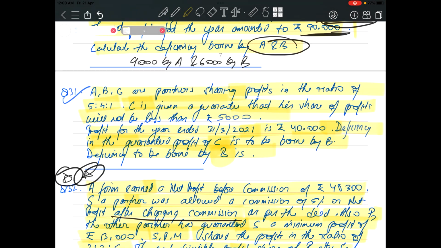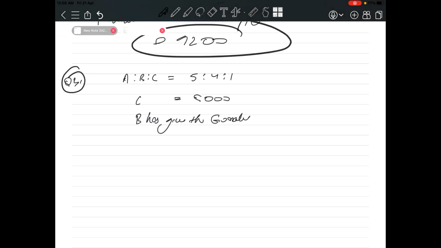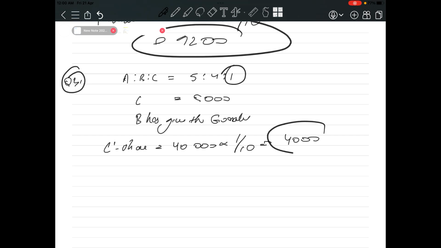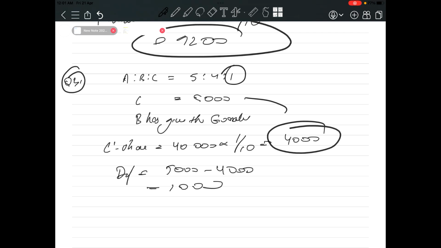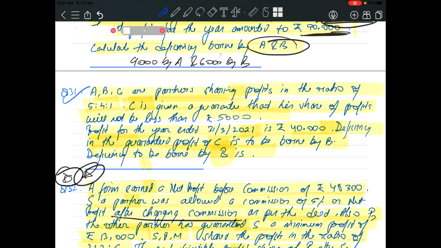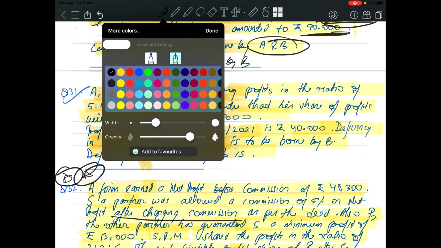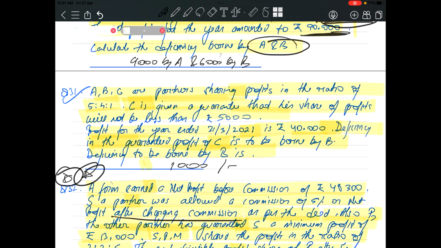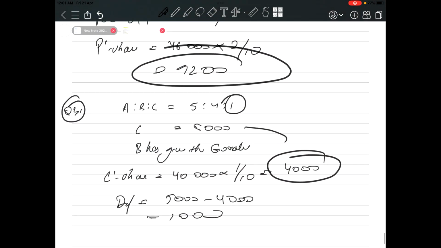Now, simple question. The profit is 40,000. Let's calculate C's share first. C's share is equal to 40,000 into 1 by 10. So what is C's share of profit? 4,000, but he has been given a guarantee of 5,000. So what is the deficiency to be borne by B? 5,000 minus 4,000 is equal to 1,000. Simple question. 1,000 is the answer. So you can just copy this if you want.